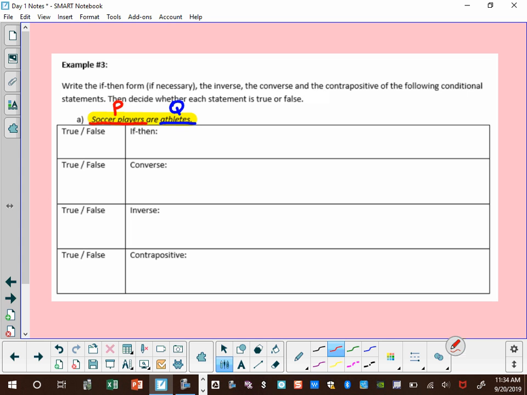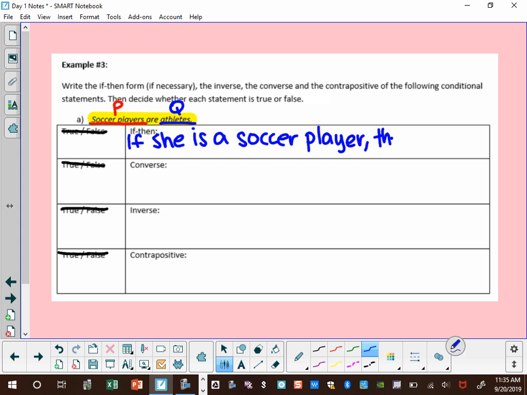When it tells you, you can just cross through this true false. We're not doing that. When it says to create an if-then statement, that means I'm going to use the same sentence and plug in the words if and then. I'll start with if, and I'm going to use she. You can use he if you want. If she is a soccer player, then what? Then she is an athlete.